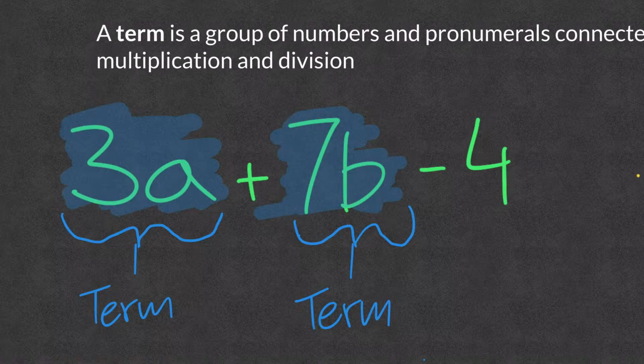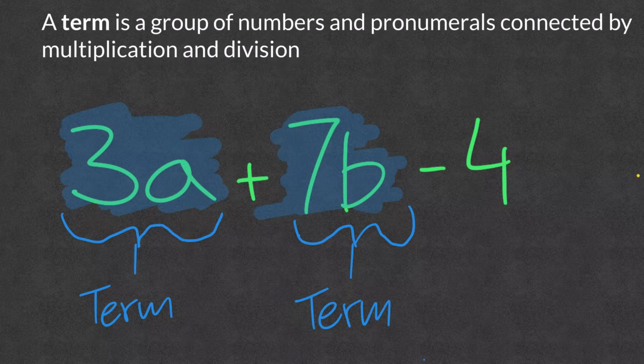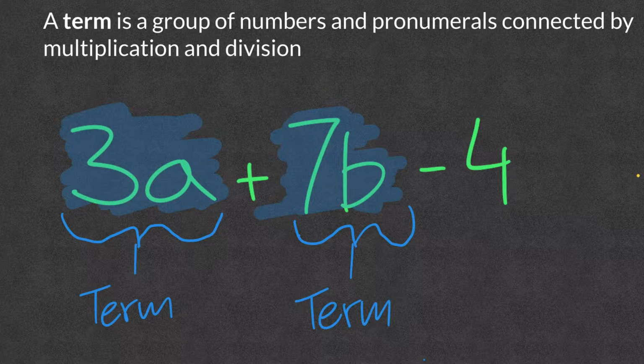All right, let's get stuck into Algebra Lesson 1. So you might recall from what you learned about algebra last year, terms. So a term is a group of numbers and pronumerals that are connected via multiplication and division.